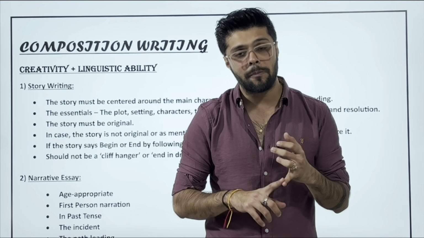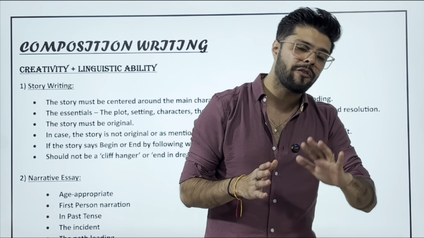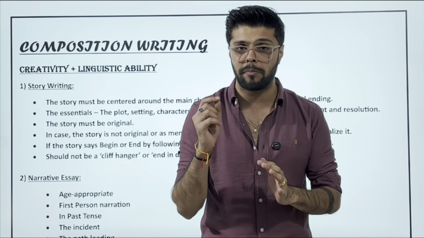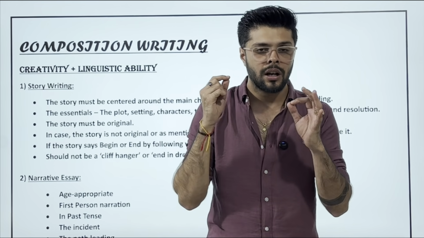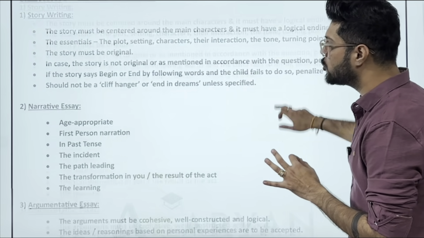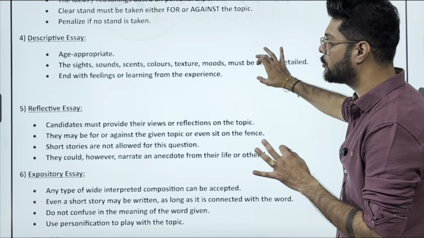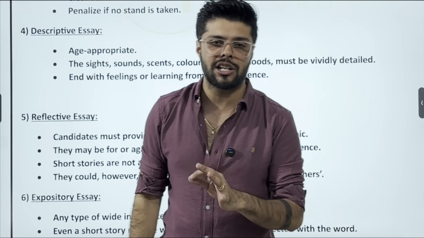So if you're not comfortable with other kinds of composition and you want to be in the safe zone, then go for descriptive. But remember, if you are aiming for a 20 on 20, then you have to have a good set of vocabulary. So what are the things that you need to bear in mind while writing a descriptive composition? First thing first, age appropriate. What do you mean by age appropriate?